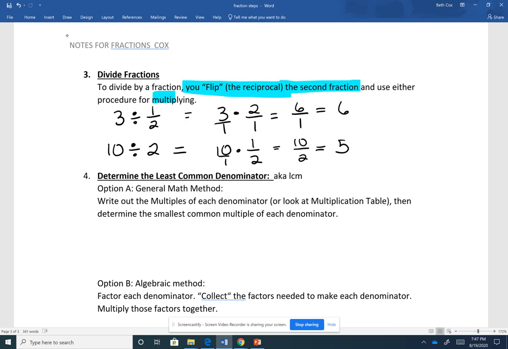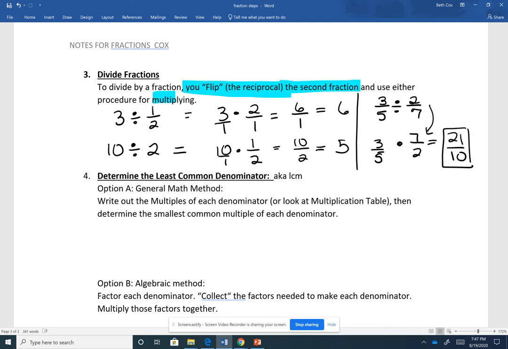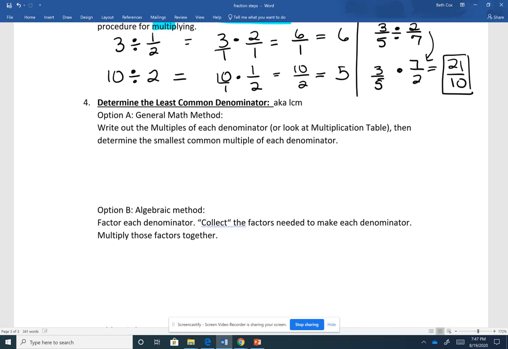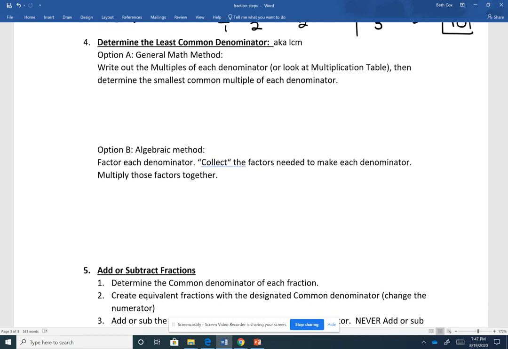Okay, you can also do, say, 3/5 divided by 2/7. Flip the second one and then multiply. And this one does not simplify, so that's it. All right. Okay. Whew.